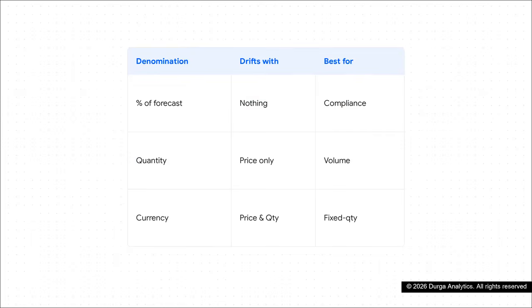When we break down how we denominate these limits, the problem is glaring. A limit denominated as a percentage of your forecast is self-adjusting. A limit in allowances drifts only with price. But a currency amount, that drifts with both price and quantity. It is literally the absolute worst denomination you could use for a moving compliance obligation.